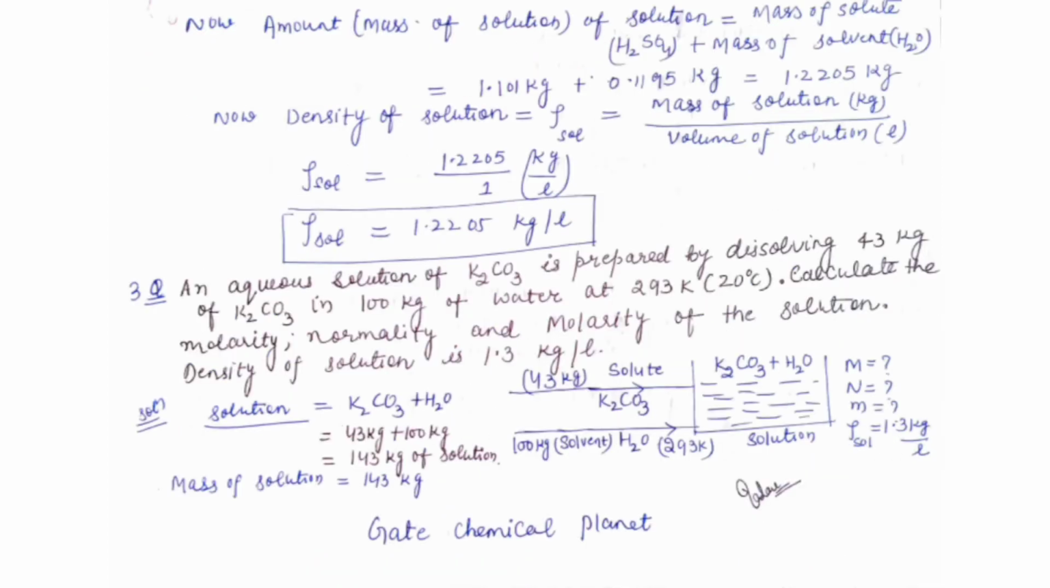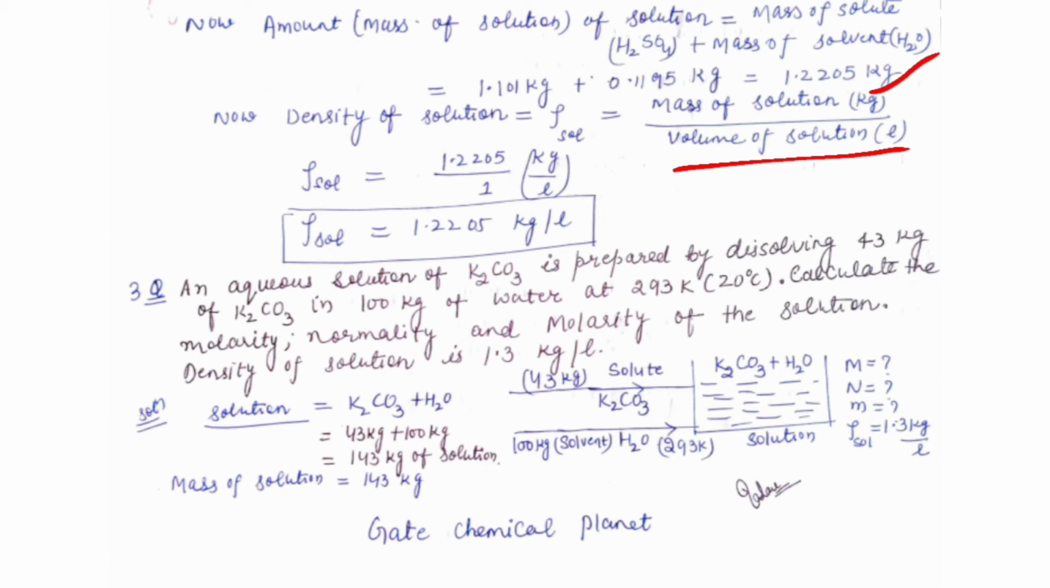Now we will calculate the total mass of solution, which is equal to the mass of solute, the H2SO4 mass, and the mass of solvent, or mass of water. Here we will have 1.2205 kilograms of solution. Now we have the amount of solution. We already know the volume of solution, which is 1 liter. So we can easily calculate the value of the density of solution.